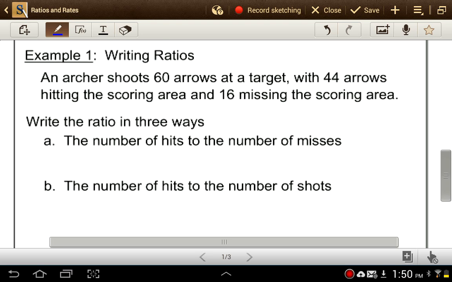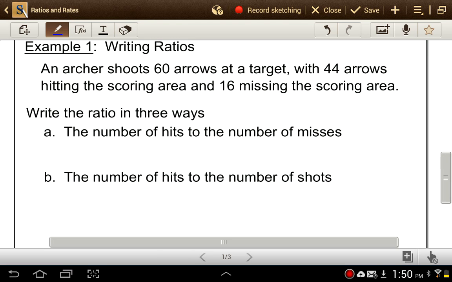First we're going to talk about writing a ratio. And we're going to write the ratio three different ways. So in our first example, we have an archer who shoots 60 arrows at a target, with 44 arrows hitting the scoring area and 16 missing the scoring area. Okay? So the question is, write the ratio in three ways.